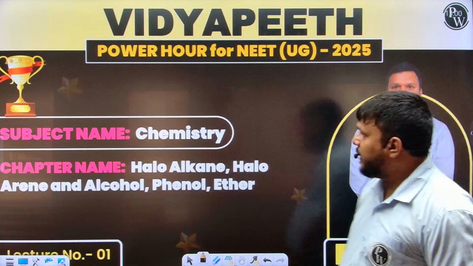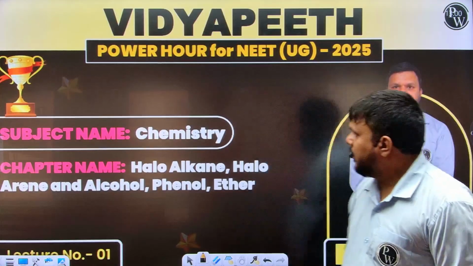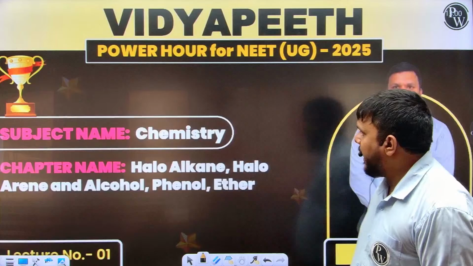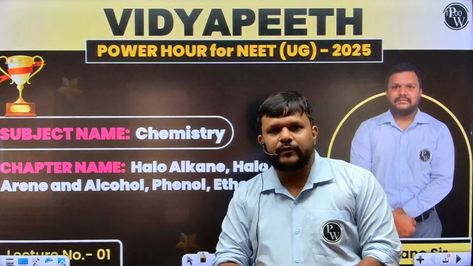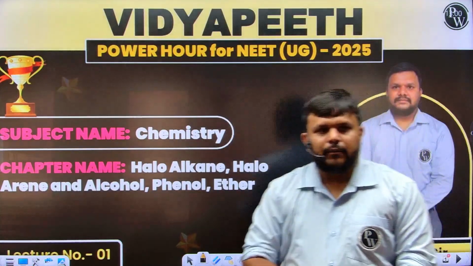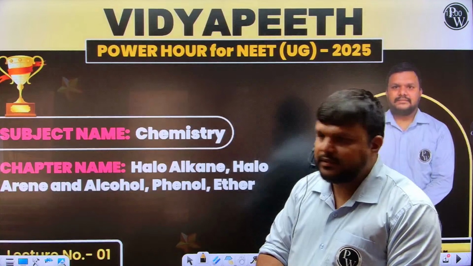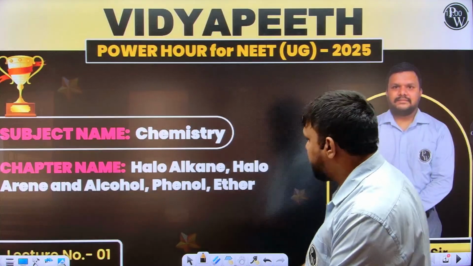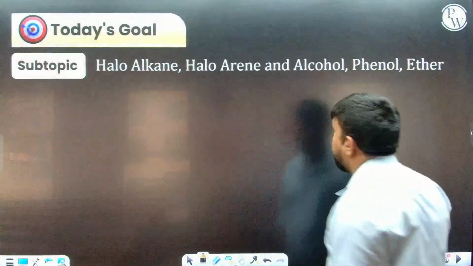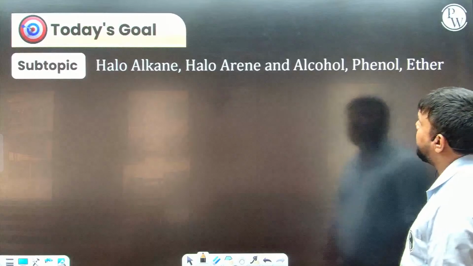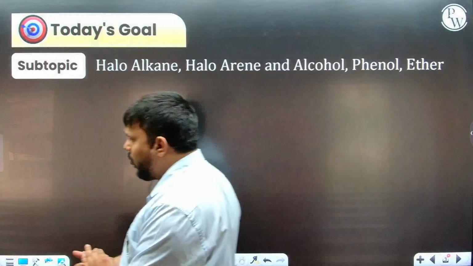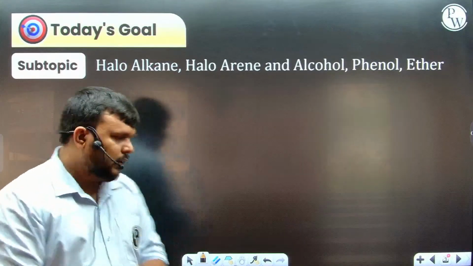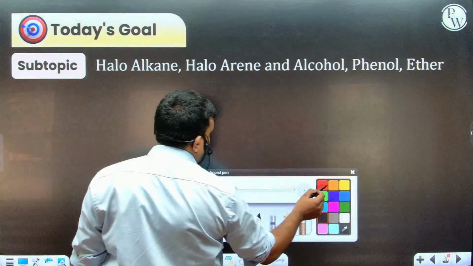This is Ranesh sir, and today we will be studying chemistry: haloalkane, haloarene, and alcohol, phenol, ether. It is a very important topic over here. Many questions are asked in the NEET examination from this topic. So let us start. First we will discuss haloalkane and haloarene, and then continue with alcohol, phenol and ether. So let us start with haloalkane.